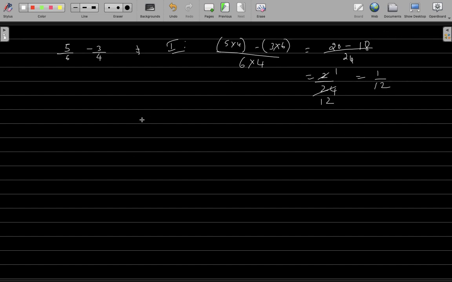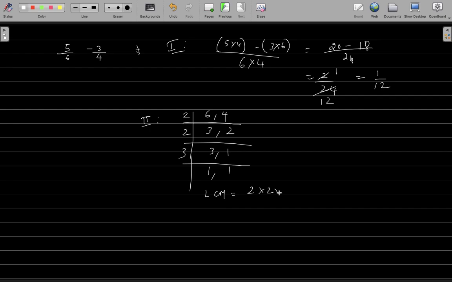Let us solve the same thing using method 2, that is take the LCM. What is the LCM of 6 and 4? Let me start with 2. That should give you 3 and 2, right? Again start with 2. This will give you 1, and now start with 3. 3 times 1 gives you 3. Keep down the 1 as it is. So now you have the LCM as the product of 2 times 2 times 3. 2 times 2 is 4, 4 times 3 is 12. So the LCM of 6 and 4 is 12.